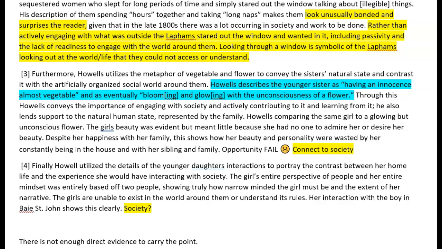But here it says her beauty was evident, but it meant little. She had no one to admire or desire her beauty. Despite her happiness, this shows how beauty and personality were wasted by her constantly being in the house. What I did is say this is an opportunity fail here. It would have been an opportunity to connect this back to society.